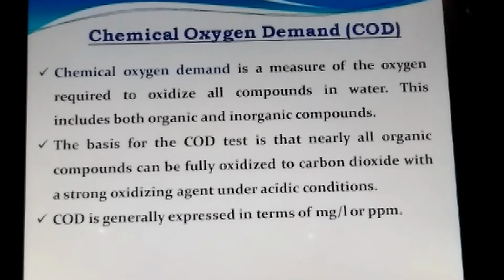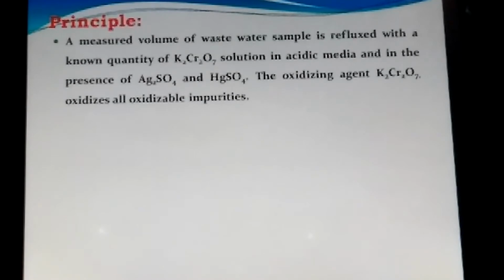COD is generally expressed in terms of milligrams per liter or parts per million. What is the principle behind this determination of COD? A measured volume of wastewater sample is refluxed with a known quantity of potassium dichromate solution in acidic medium in presence of silver sulfate and mercury sulfate. The oxidizing agent potassium dichromate oxidizes all oxidizable impurities.